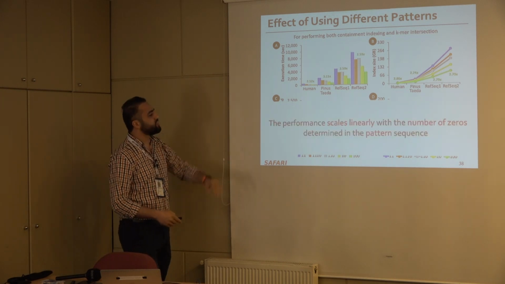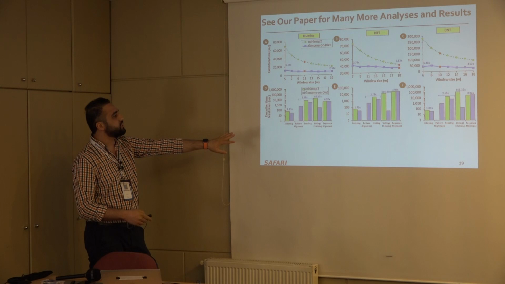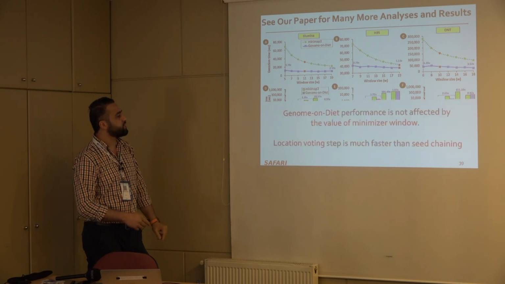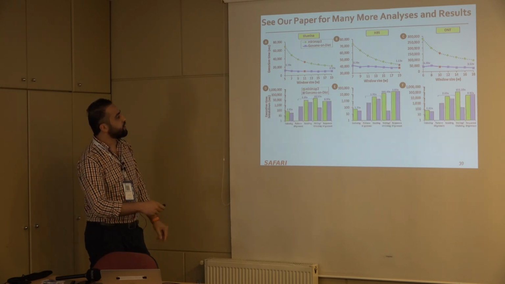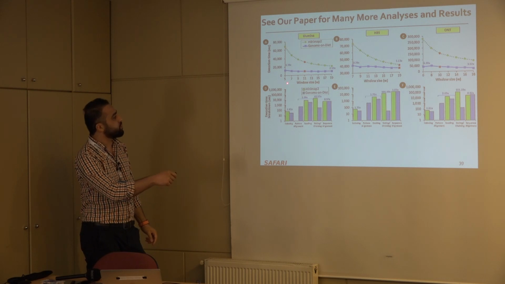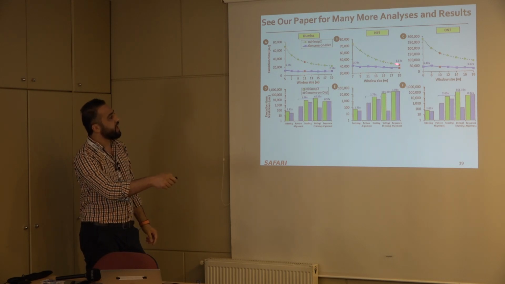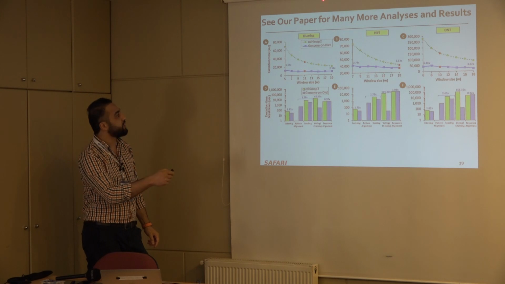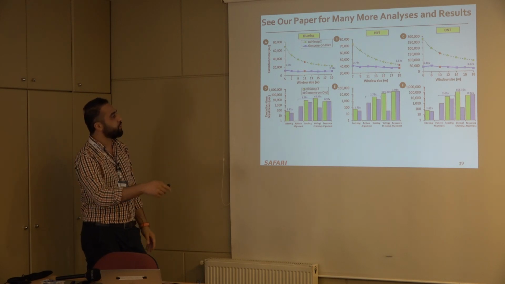There are many more results. I'm going to just flash it over here, but you can check the paper for more details. This is on read mapping. You can see how it scales compared to the W and K values for a different setup and different data set, Illumina, HiFi, and ONT.